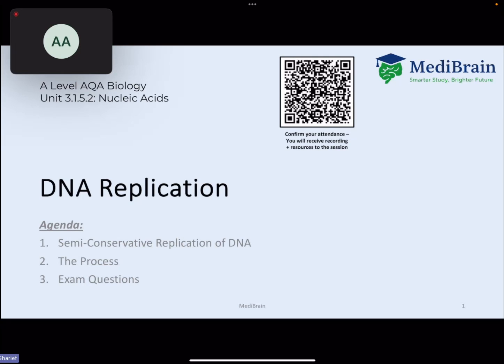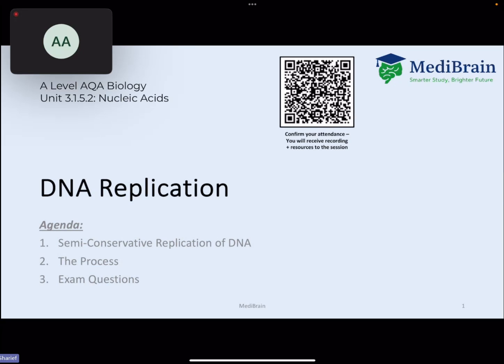So welcome everyone to our A Level AQA Biology session. In today's lesson, we're going to be continuing on what we were going through in our last lesson. We started our new topic, nucleic acids. And in today's lesson, we're going to be looking at a topic from that subunit. We're going to be looking at DNA replication.